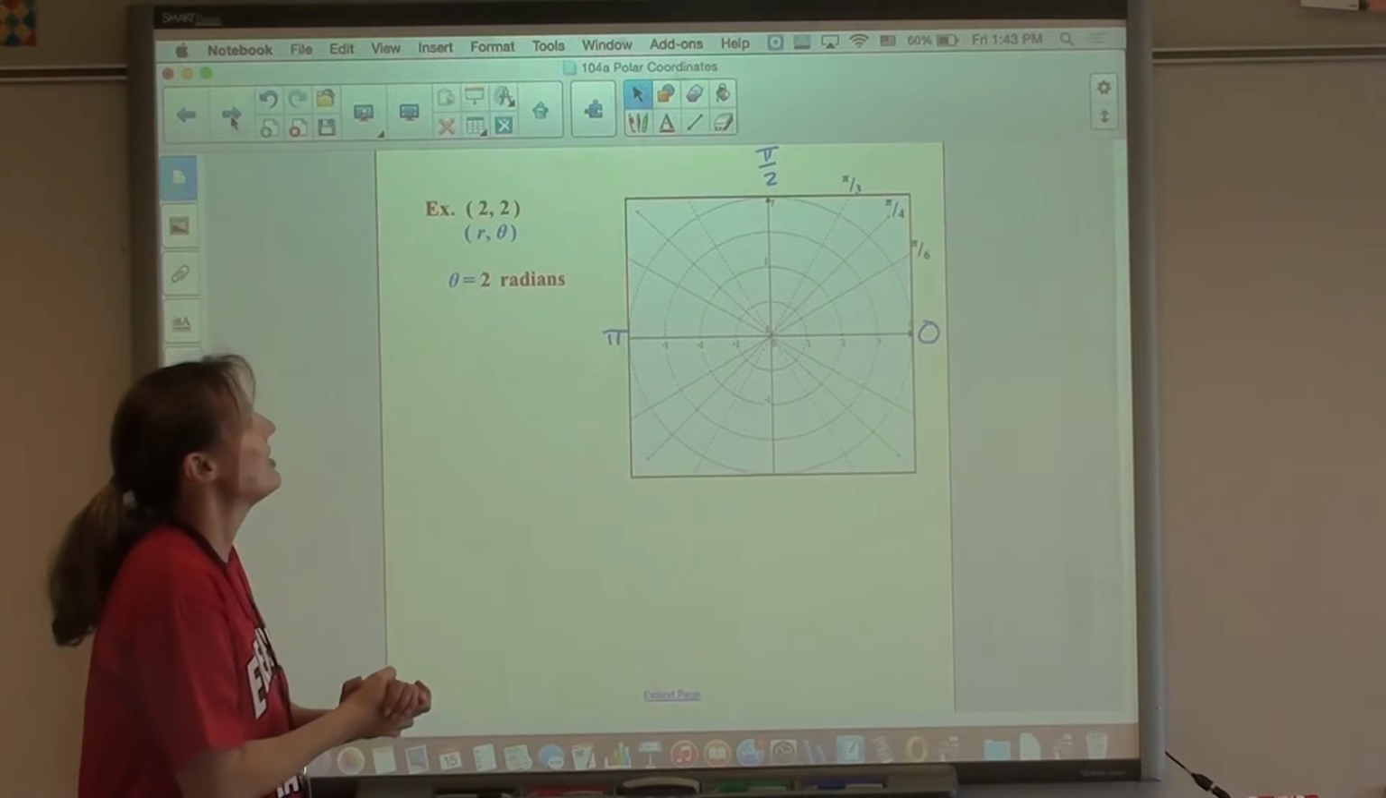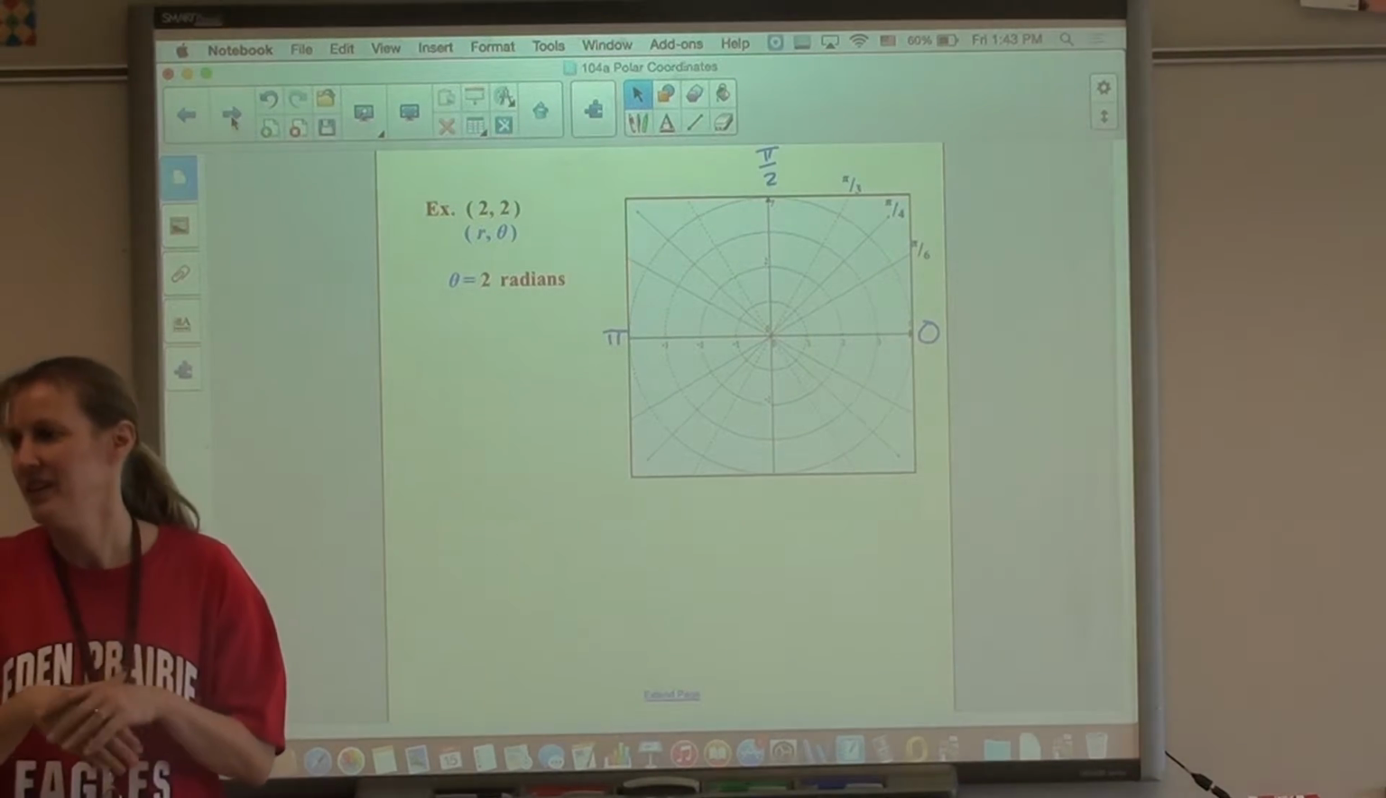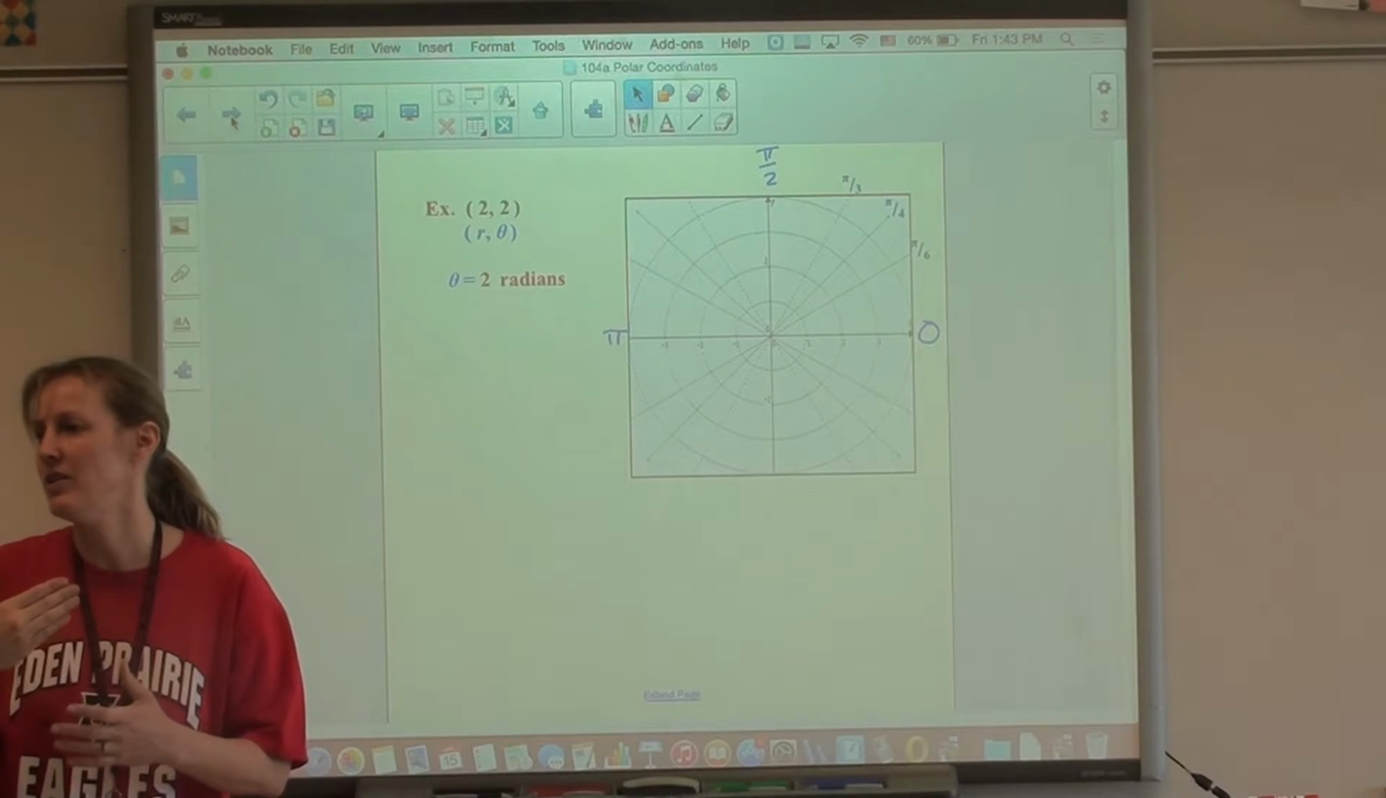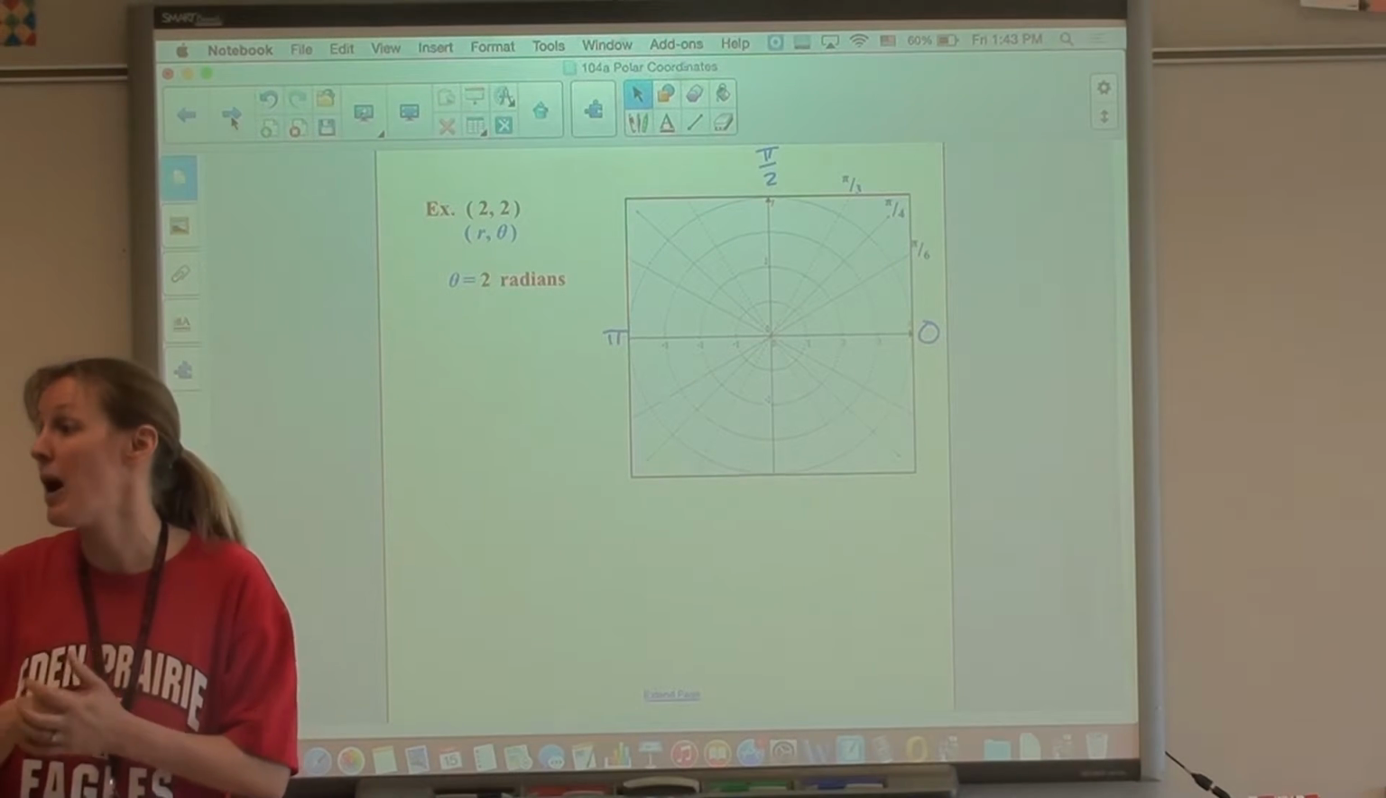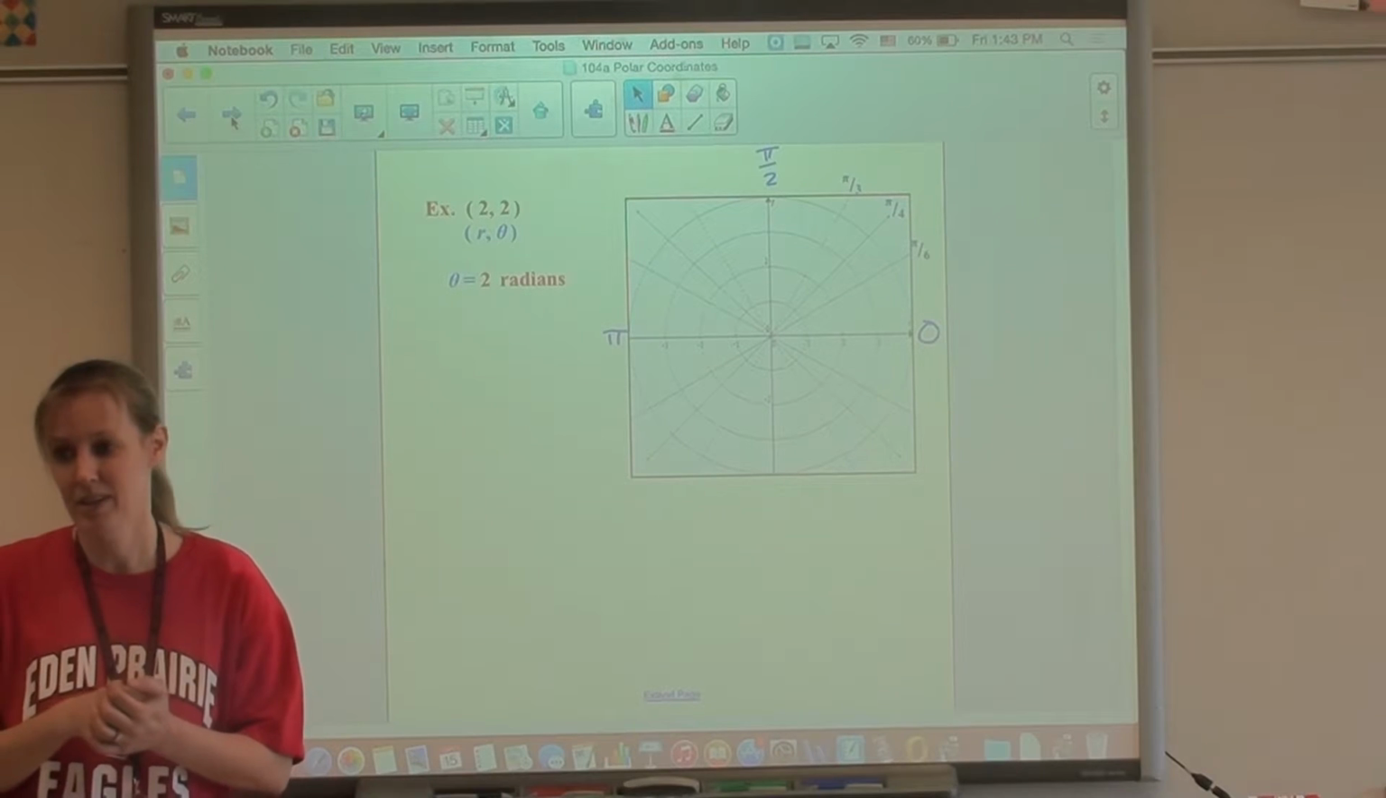All right, last one, 2, 2. Just because you are in radians doesn't mean you have to have a pi in your angle, right?